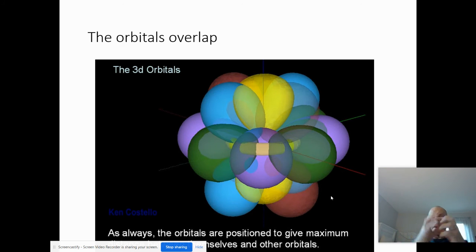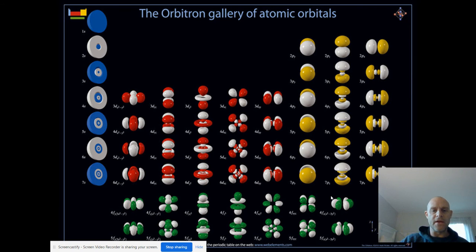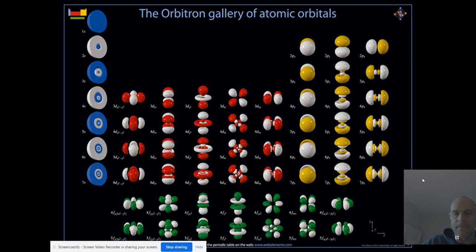Okay, so they kind of intertwine, and it's like a ballet where they're all working together and in sync with each other, but they're not running into each other. They're overlapping but not colliding. Okay. Now I like this picture. This actually shows some of the different orbital shapes and where you might find them.